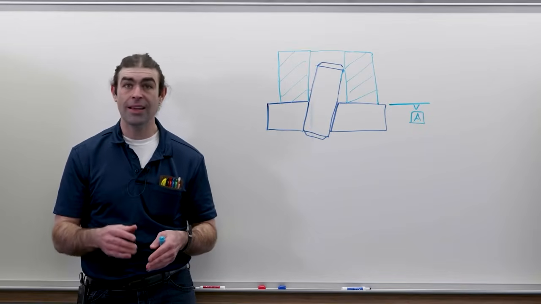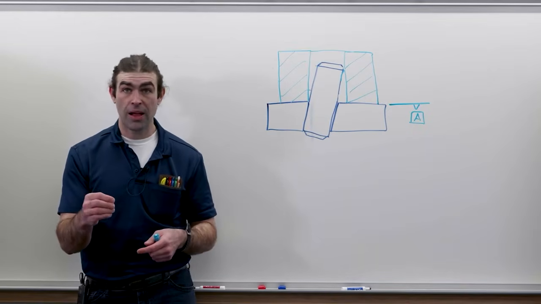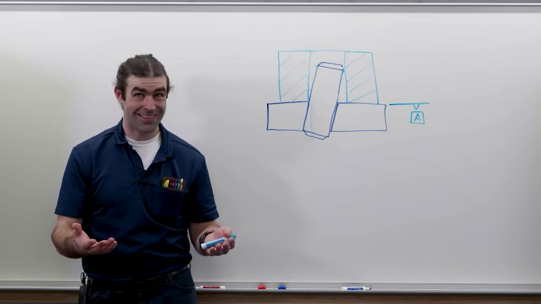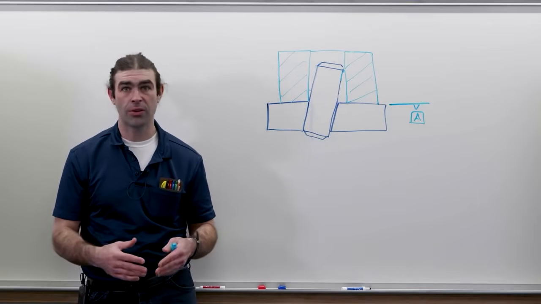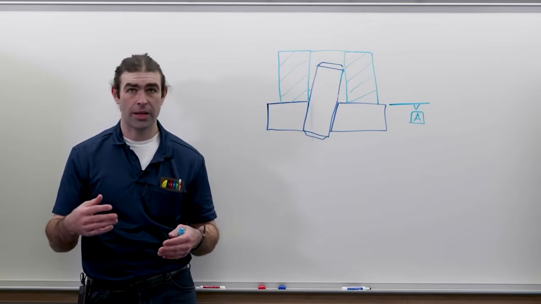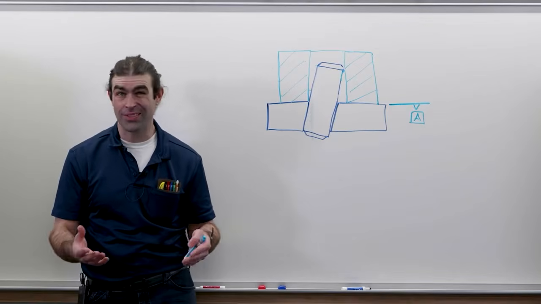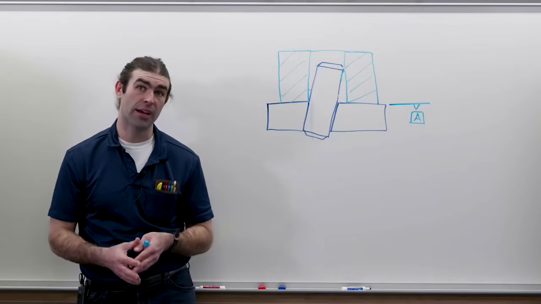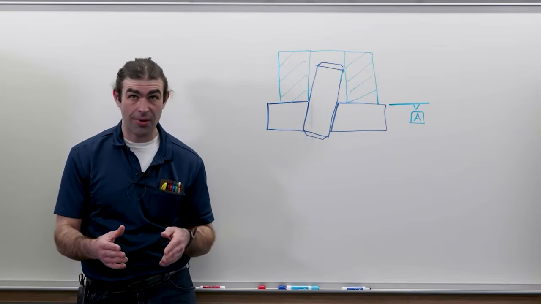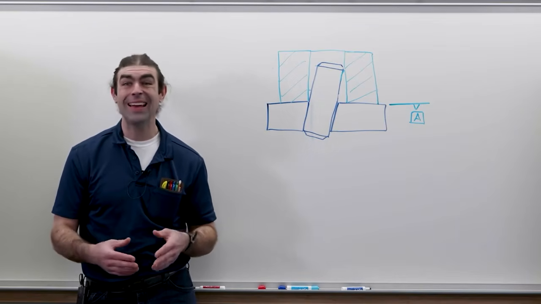Another thing I want to mention, you can use parallelism tolerance with a profile, but a profile tolerance does the same thing as well. Okay, so there's certain areas where you could use an orientation, but a position or a profile essentially does the exact same thing. Okay? So the orientation tolerance we did not talk about is angularity.